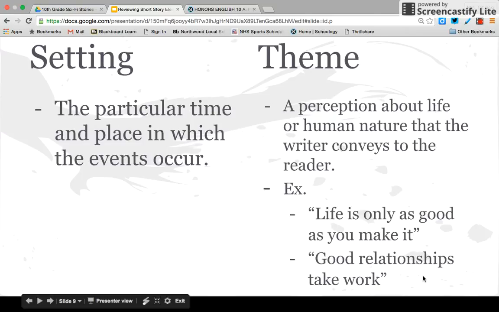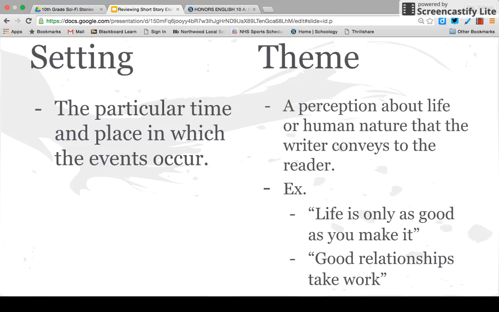Next, we have setting. This is the particular time and place in which the events occur. Remember, there can be really specific settings like grandmother's dining room at 2 o'clock in the afternoon. There can be more general settings like New York City in the fall.